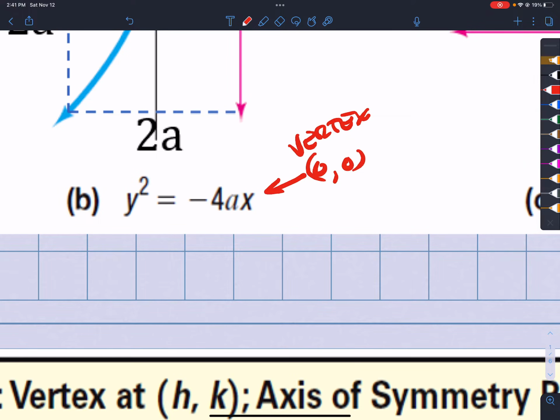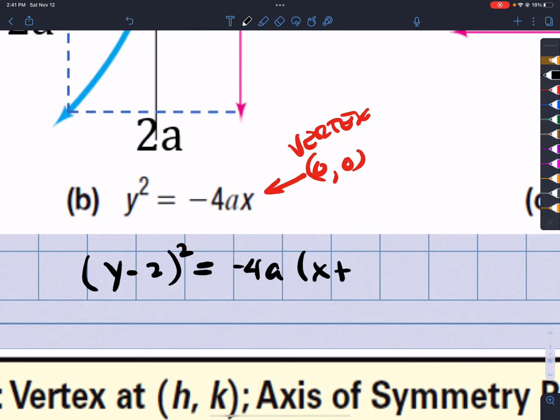However, if you get something like y minus 2 squared is equal to negative 4a times x plus 5, then you know that the vertex has changed. In this case, the vertex would be negative 5 comma 2. Okay, so everything inside the parentheses is subtracting. So again, if you don't see anything with parentheses where you're subtracting something or adding something to the y or to the x, then you know that it defaults to the vertex of 0, 0.